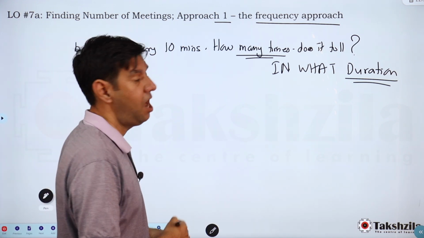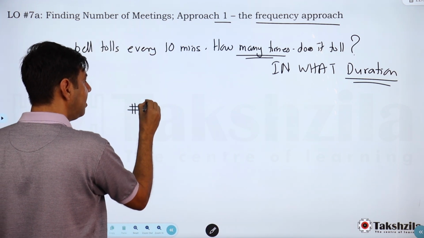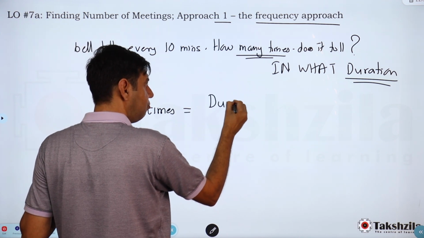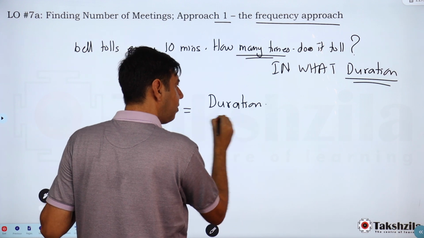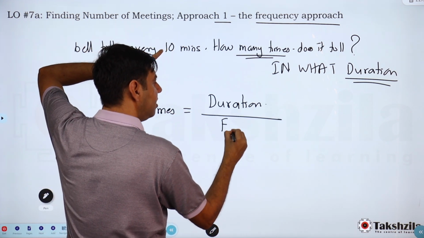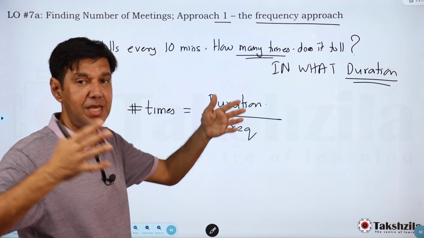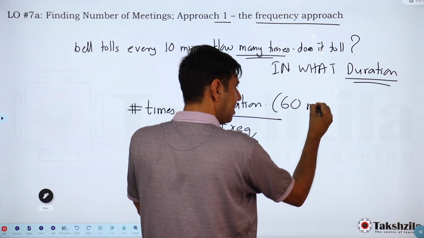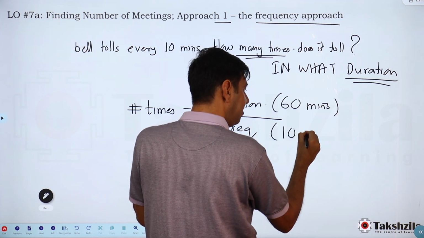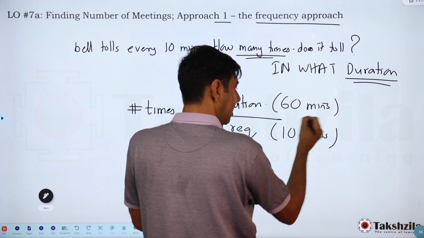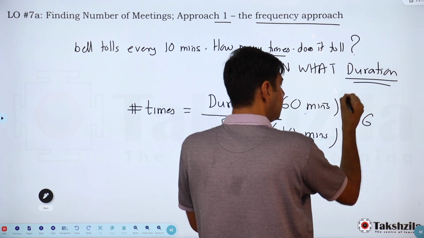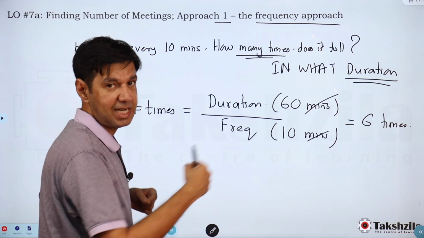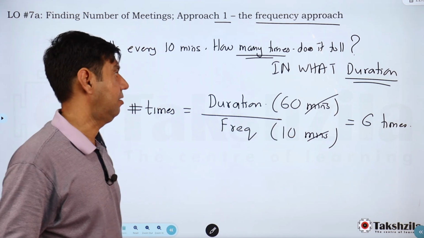So in what duration? And the number of times that it will toll is nothing but, let me call it the duration, a given duration over this frequency. I'll call this the frequency. So if you're asking me over 1 hour, 60 minutes, and it happens every 10 minutes, then the answer is going to be 6, and the units for this is going to be times, 6 times. The first time is not being counted, the last time is being counted. Is that okay? That's a very standard way, right? So this is the approach.